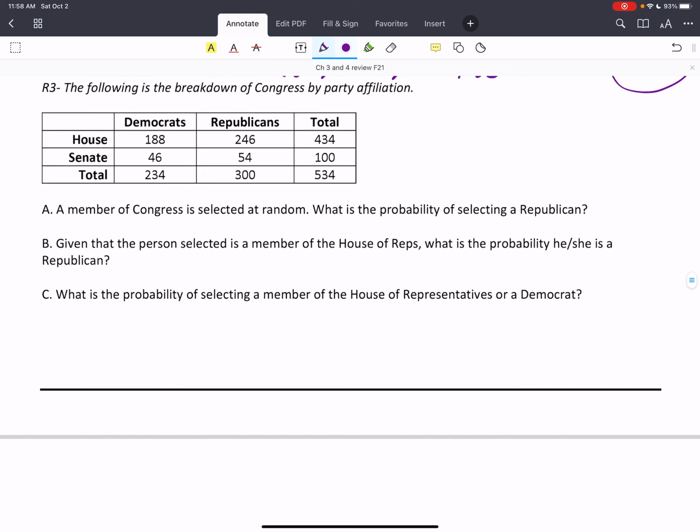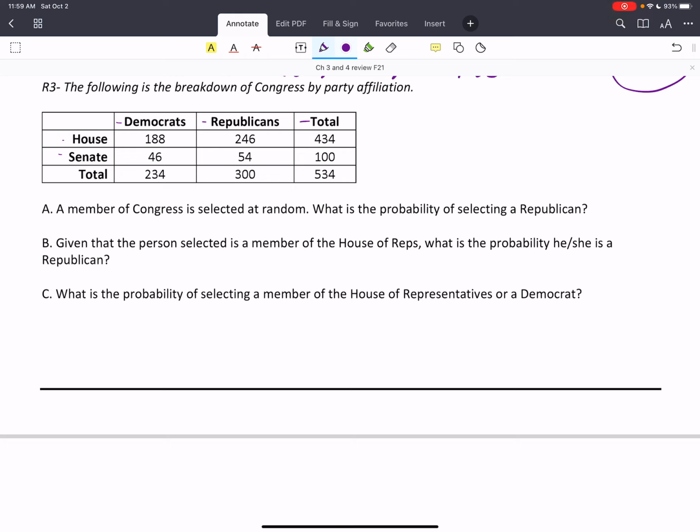Here we have a breakdown of Congress by party affiliations, okay? And so this is a contingency table, right? It shows us different information about some variables. So we have this broken down into, are they part of the House or the Senate? Are they Democrat or Republican? And then you can see the total numbers over here in this column. So A says, a member of Congress is selected at random. What is the probability of selecting a Republican?